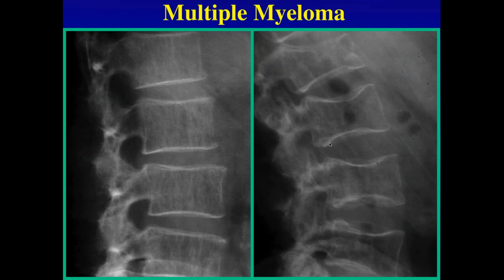Now, multiple myeloma, of course, can present with an appearance of diffuse osteopenia, as is shown here. But typically, you will also see some appearance of spotty, lytic tiny lesions or larger destructive lesions with myeloma. But occasionally, it will present with just a diffuse osteopenic appearance.